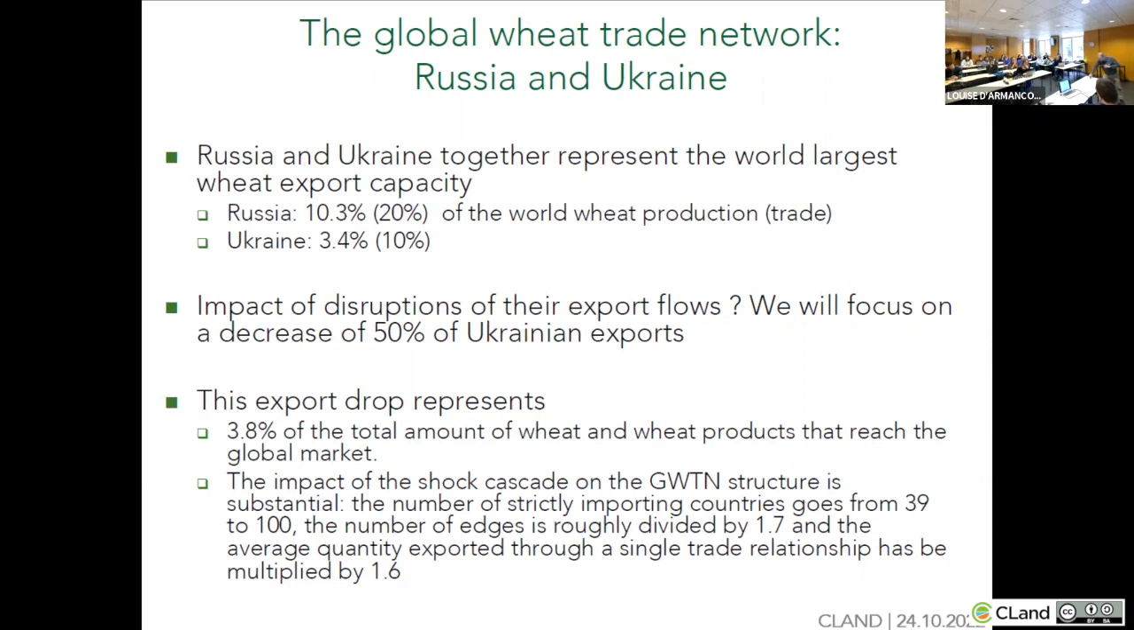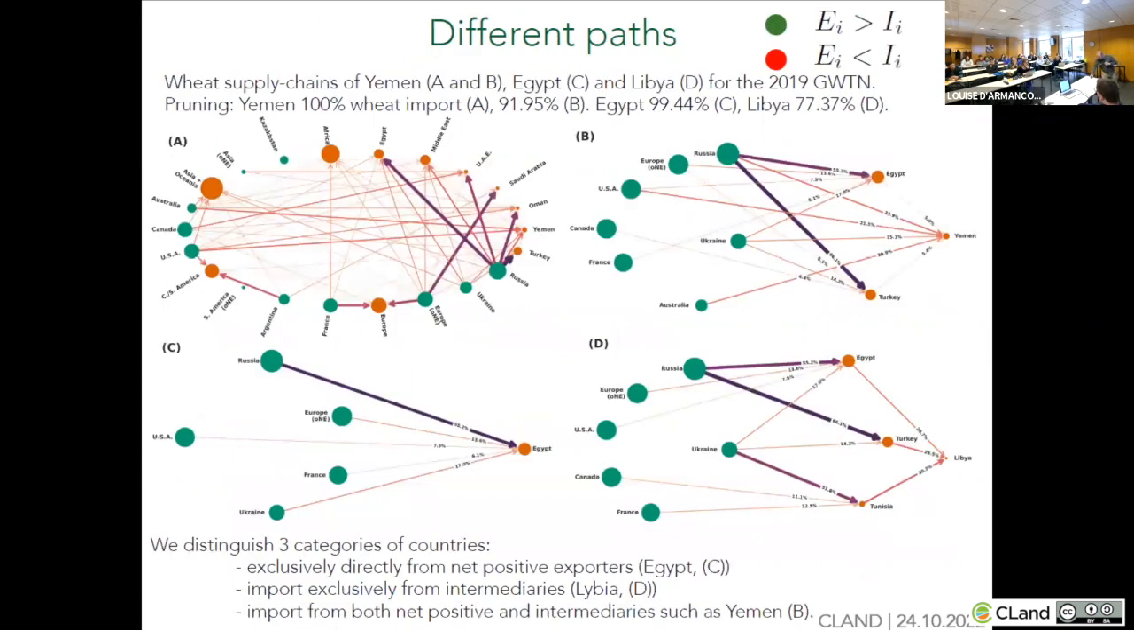Let me skip some details and show you some examples, because there are some typical cases. For example, for Yemen, if you want to understand all the wheat that arrives in Yemen, so 100% of the import to Yemen, you have to take the whole subgraph, and you see the exporters in green here. Yemen gets some wheat from USA, Canada, other countries. It's quite unreadable, but you can more or less understand the complexity of the network. Now you can prune this network a little bit.